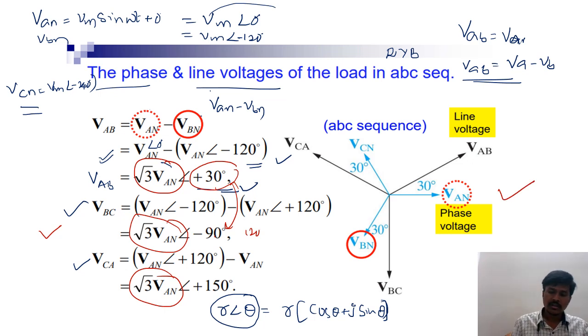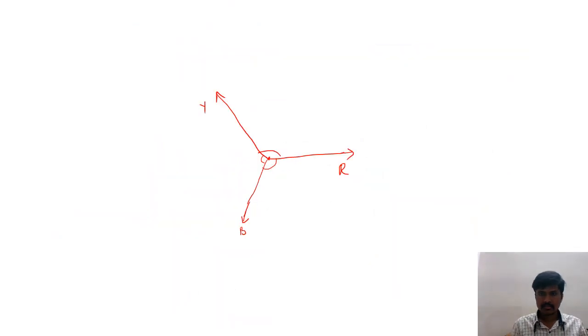Now this expression we need to represent in the phasor representation. Let us see how to draw this phasor diagram to represent the relationship between the line voltage and phase voltage. So here every phasor is having 120 degrees displacement. Now let us take this as VRN, and this one is VYN, and this one is VBN. These three are phase voltages.